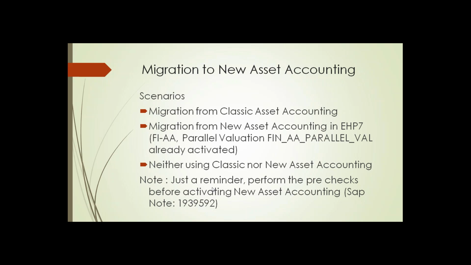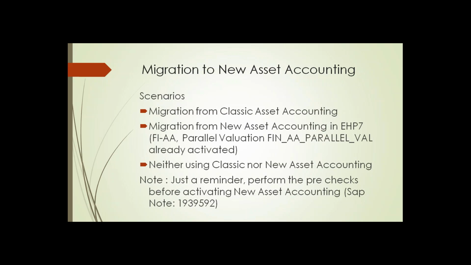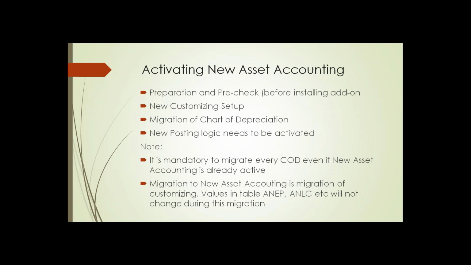Okay, so I think this note we have already seen, which talks about the activation of these components. If JVA is active, then you cannot go to new asset accounting. So before you perform any of the steps, it is necessary to check that these activities or these components are not active in your system. So first you need to do the preparation and pre-check.